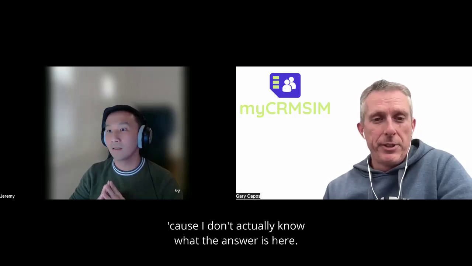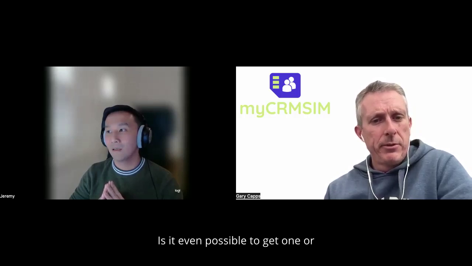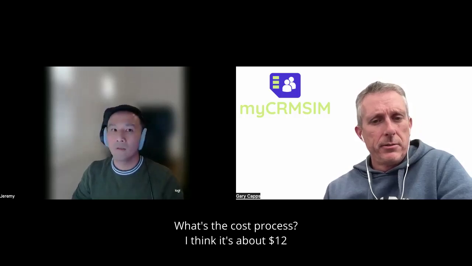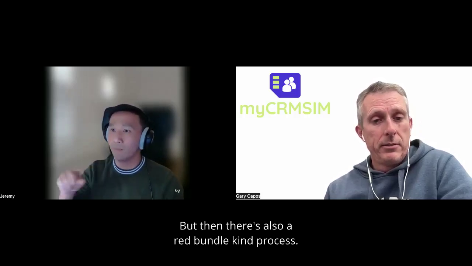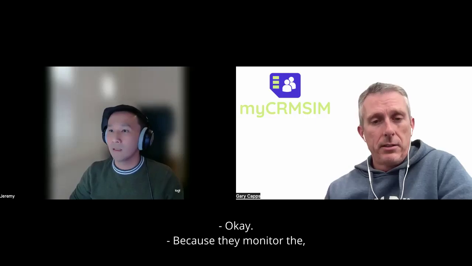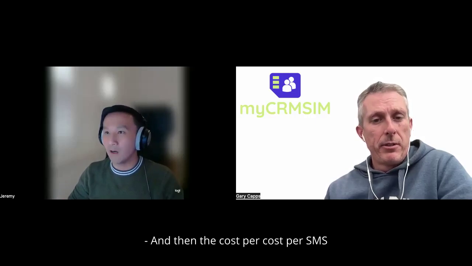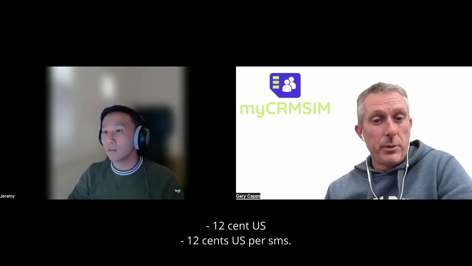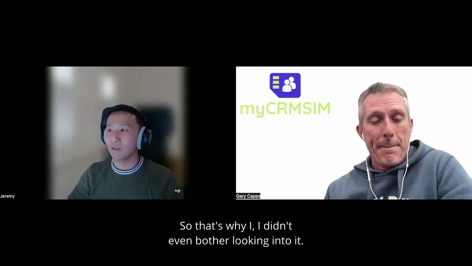And just out of interest, I should have asked you this before because I don't know the answer. Can you get a number in Vietnam in Lead Connector or Twilio? Is it even possible? The same process. I think it's about $12. So $12 to buy a number? Buy a number, but then there's also a reg bundle process, because they monitor all of the carrier numbers. And the cost per SMS? Cost per SMS is roughly about 12 cents. US or Australian? 12 cents US. Per SMS? From memory, yes. So that's why I didn't even bother looking into it.